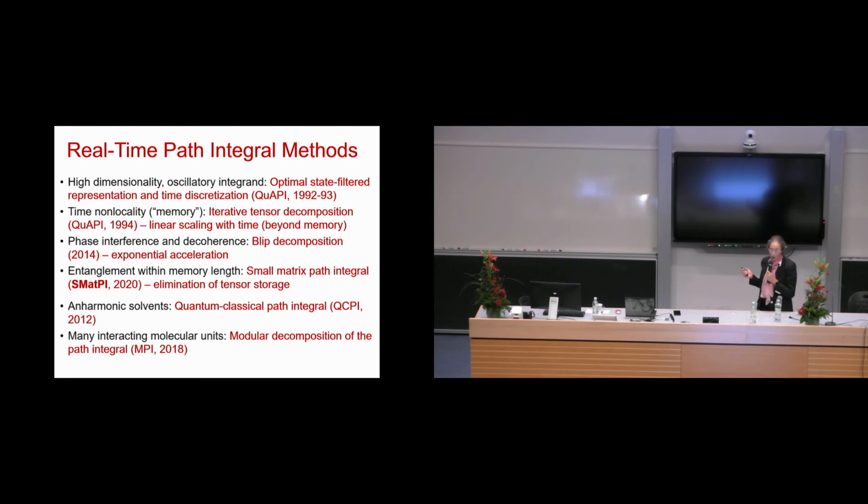This is a method we call QuAPI, quasi-adiabatic propagator path integral. And this gave us linear scaling with propagation time as opposed to exponential scaling. There were various accelerations that we noticed later on. Blip decomposition, I'm not going to tell you very much about this today. But very recently, we realized that we can further disentangle the variables by implementing other ideas that I will tell you about very quickly. And this eliminates the tensor storage of QuAPI.